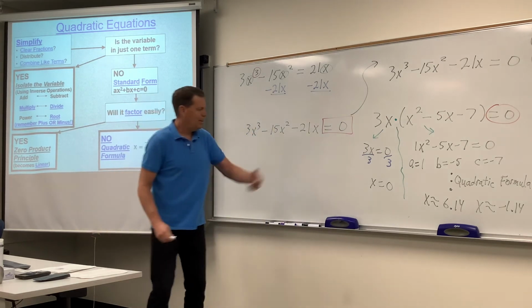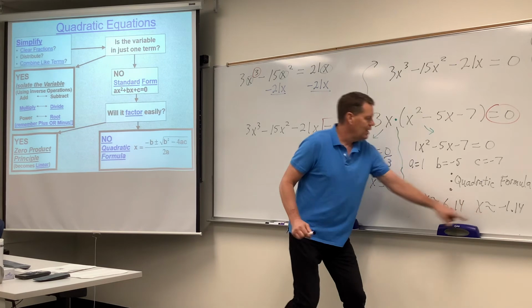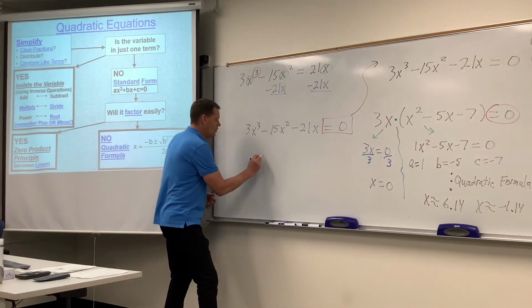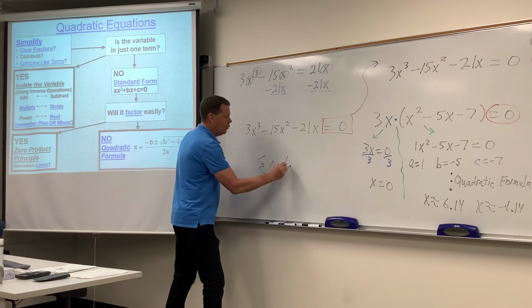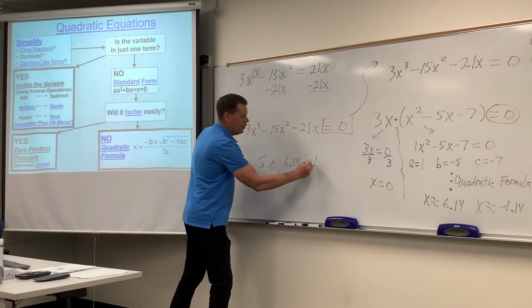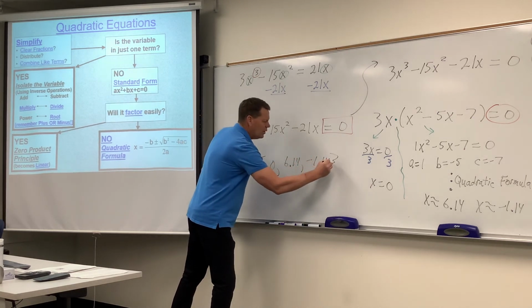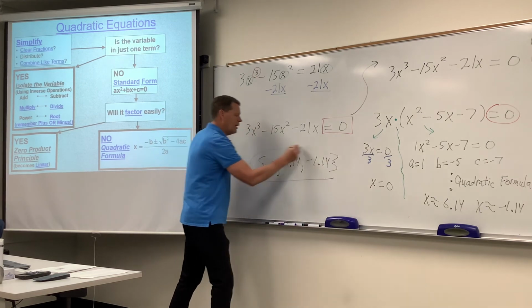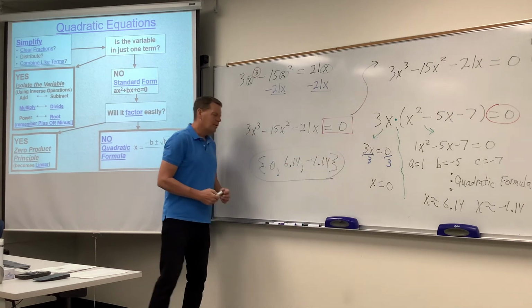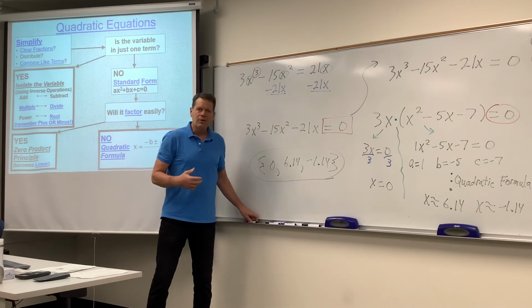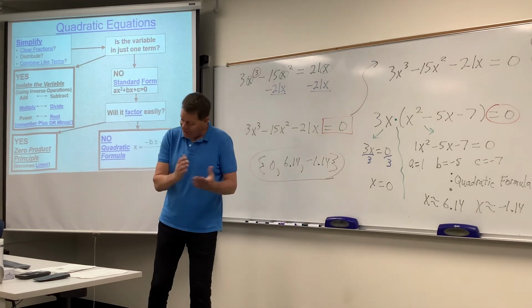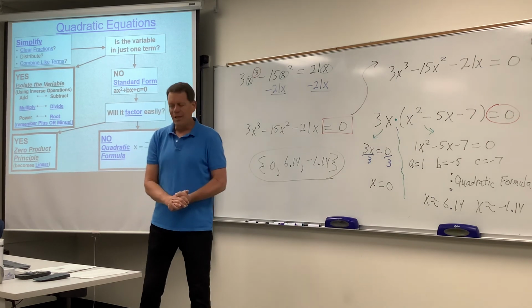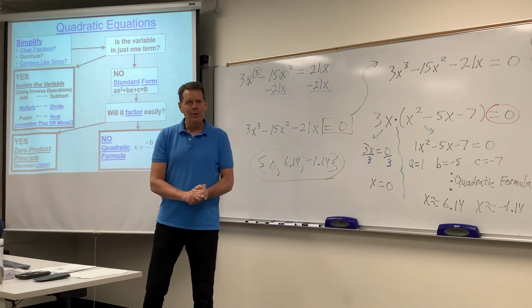So anyway, we have these three answers, and I'm going to go ahead and report the solution set as being 0, 6.14, and negative 1.14. And once again, if I'm not mistaken, if you look at the instructions for this question, it mentioned that it wanted all final solutions rounded, I believe, to 2 decimal places. If I'm mistaken, please bear with me. I'll be gracious with you if you'll be gracious with me.